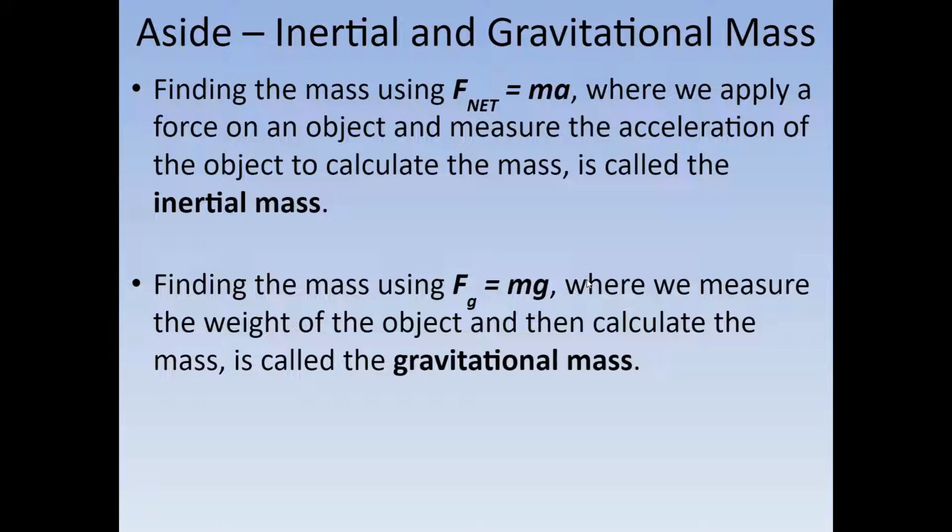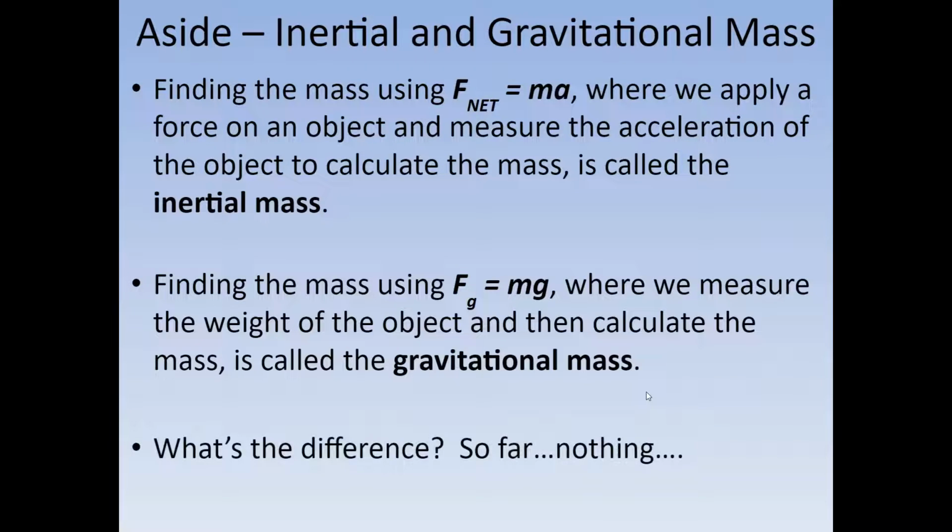So if we use this equation to find the mass of the object by measuring the force of gravity, or the weight of the object, using the acceleration of gravity and then finding the mass, that mass is called the gravitational mass. So what's the difference? Nothing. The idea between the inertial mass and the gravitational mass is how you go about finding it. Inertial mass uses the concept of acceleration. Gravitational mass uses the concept of gravity.